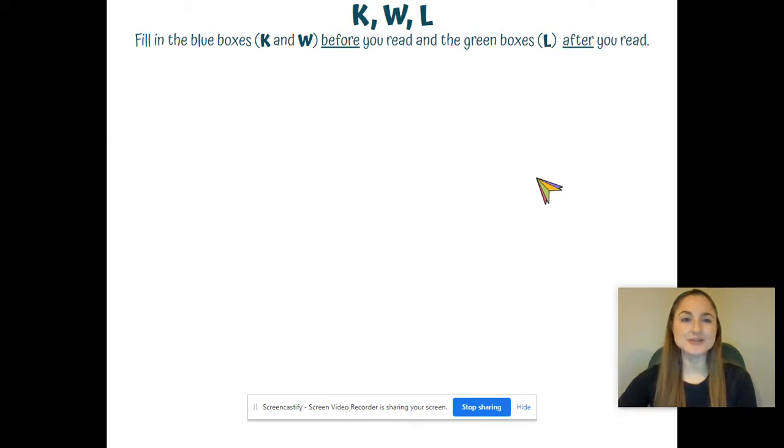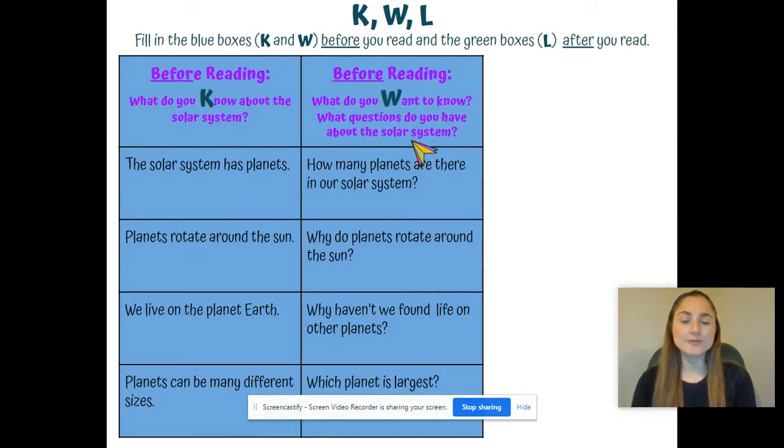So when we look at the directions at the top of the page, it says fill in the blue boxes, the K and W, before you read, and the green boxes, L, after you read. So we're going to be reading a book about the solar system.